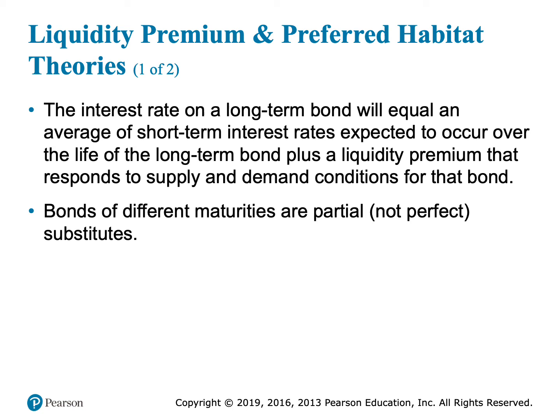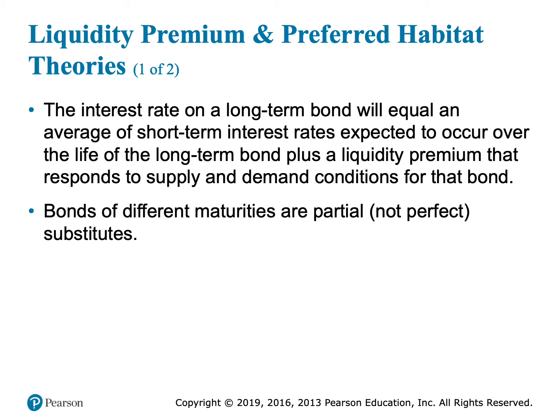The interest rate on long-term bonds will equal an average of short-term interest rates expected to occur over the life of the long-term bond, plus a liquidity premium that responds to the supply and demand conditions of that bond. So what we're saying here is that the first part of this little bullet point says, hey, expectations theory is valid. Right? And so long-term bonds will equal the average of short-term bond interest rates occurring over the same maturity. The second part of this says that they're not actually perfect substitutes. There's something unique about long-term bonds that will cause them to have an additional premium. That additional premium is what we call the liquidity premium, right?